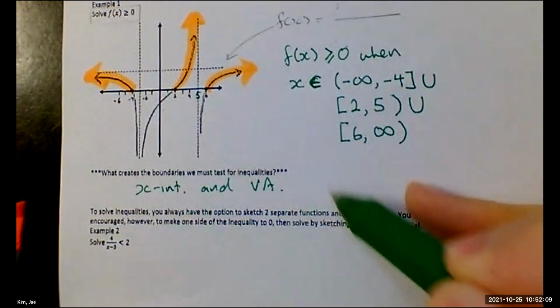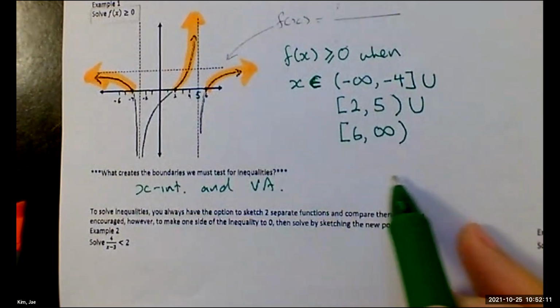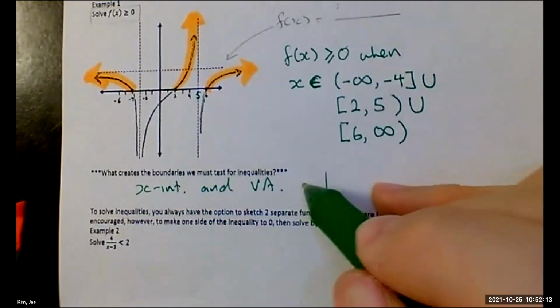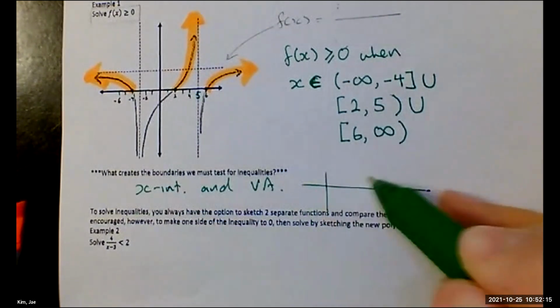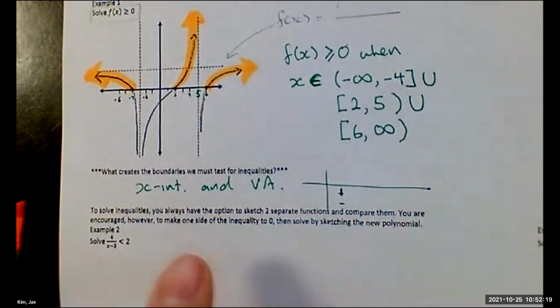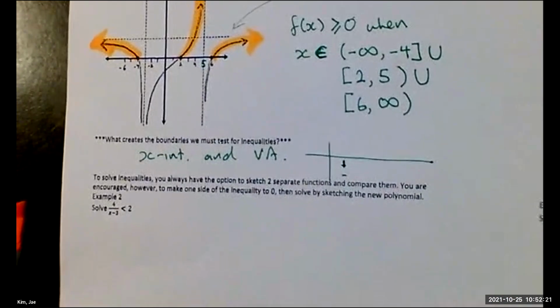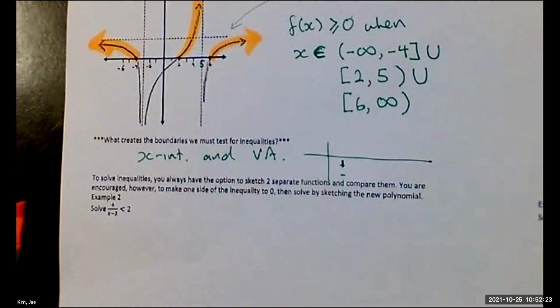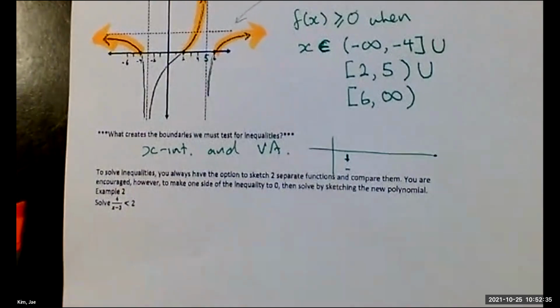Remember when we were doing the chart, we wrote all the x-intercepts and all the vertical asymptotes here to see whether it's going to be a positive or negative and so on. In essence, if you want to solve an inequality, you're not doing anything different. In fact, you don't have to sketch. You can solve this question by just doing the chart method. Let me demonstrate. Okay, we will do example 2.